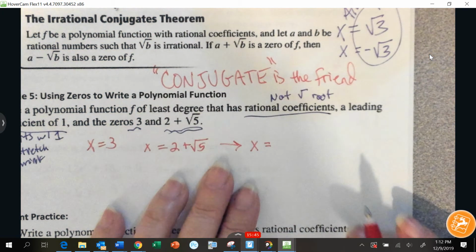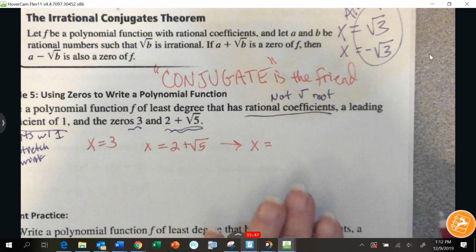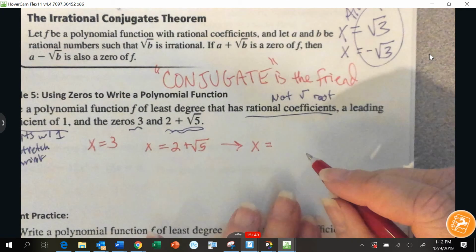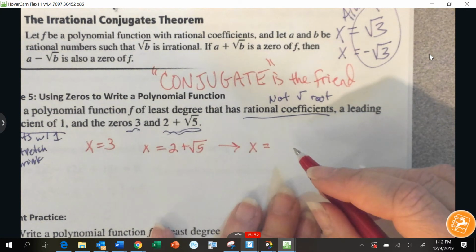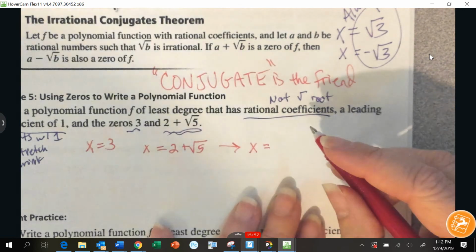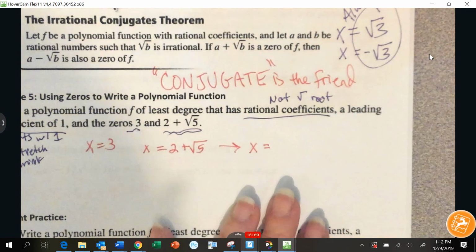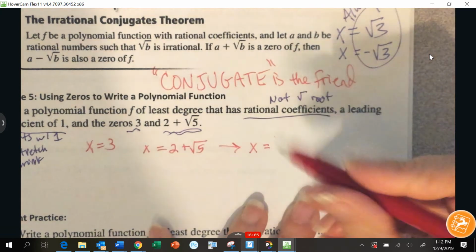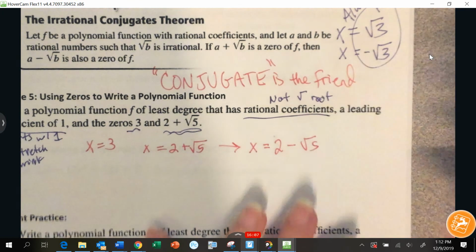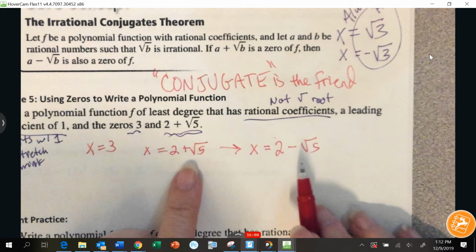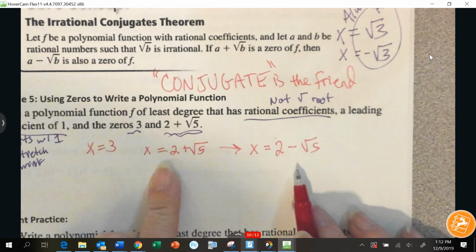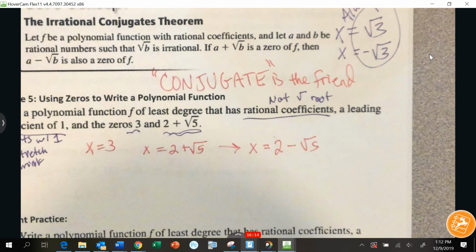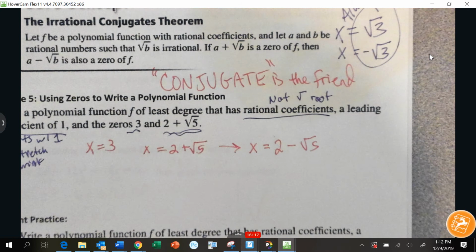What would x equal to be the friend? Does anybody know? Chris, do you know? Bryce, you know? X equals 2 minus square root 5. Those are the conjugates. Those are one plus and one minus. That's what conjugates means. Now we have to find the original polynomial function that these are the answers for.